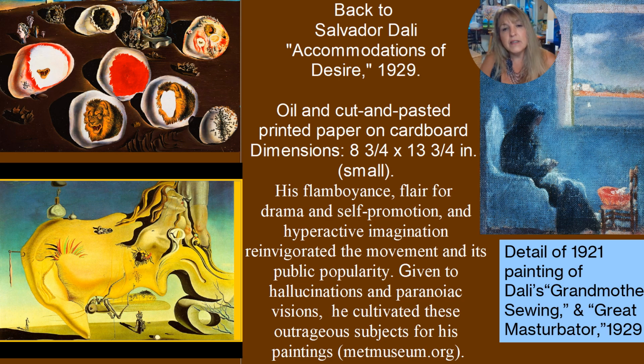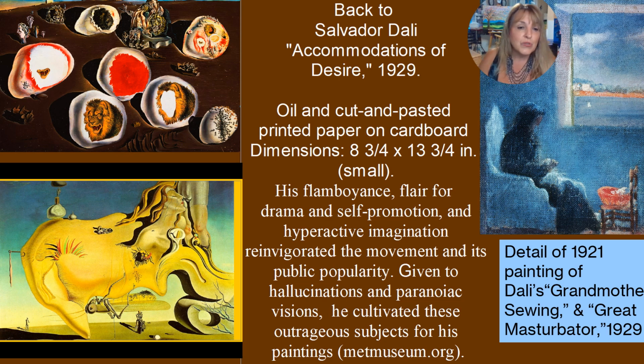So back to Salvador Dali, Accommodations of Desire is in the top corner. And then we also have a detail of the 1921 painting of Dali's grandmother sewing. And then we also have the bright yellow, I don't know what you would even call it, silhouette really, called the Great Masturbator. If you turn your head sideways and look at the yellow form, you can see a nose, and eyelashes, and an eyebrow, and it looks like a silhouette of Salvador Dali. And the silhouette shows up in more than one of his works.